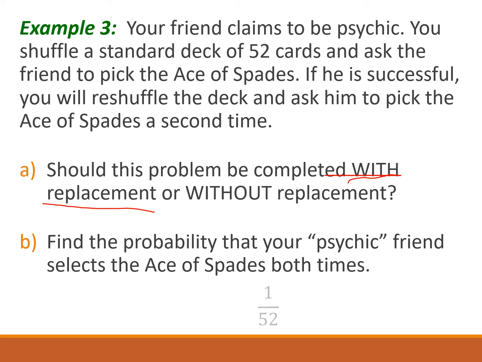The first event, there's a 1 out of 52 chance of him picking the ace of spades. Moving on to the second event, we put that card back in, we reshuffle it, there's still a 1 out of 52 chance that he picks the ace of spades. Total probability, 0.00370.